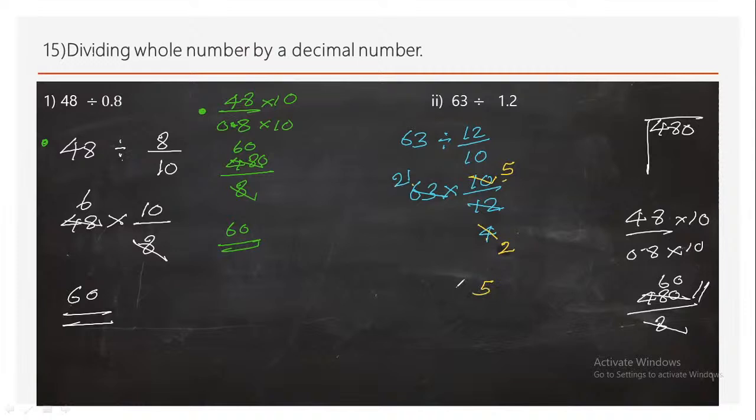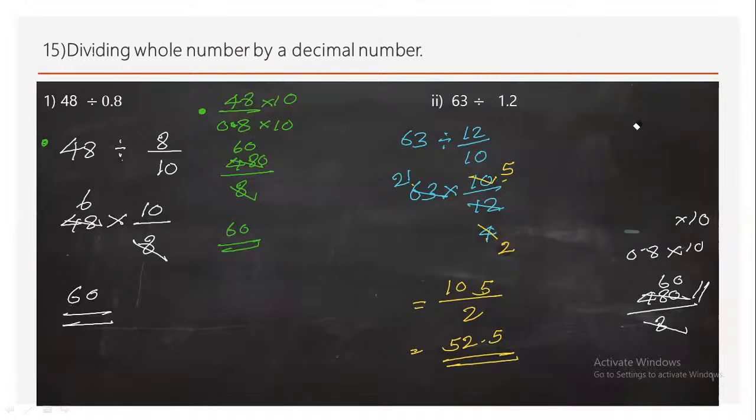5 times 2, 10. Divide by this 2. Even I can cancel like here, but I am not straightly doing for you. 10 divided by 2, 5. 5, how many 2's? 2. 52, 1 remainder, 52.5. Except doing so, you can follow this method also if you like.